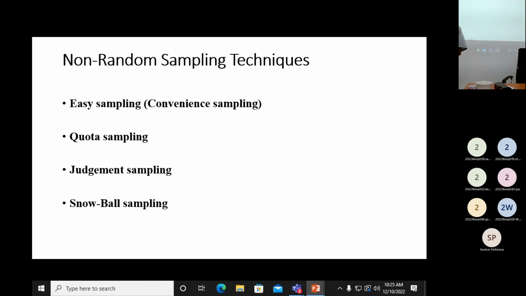Sometimes there may be personally biased data. Employees may be biased toward the manager. Being biased, they may provide biased information. That type of problem will occur, right? Sometimes. Right, the last one, snowball sampling.